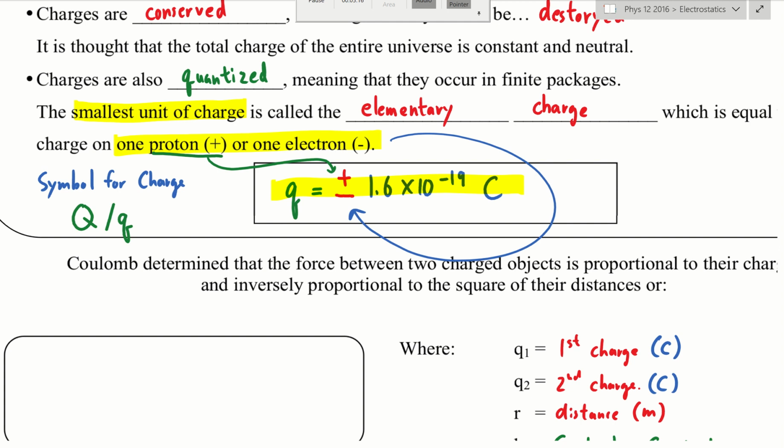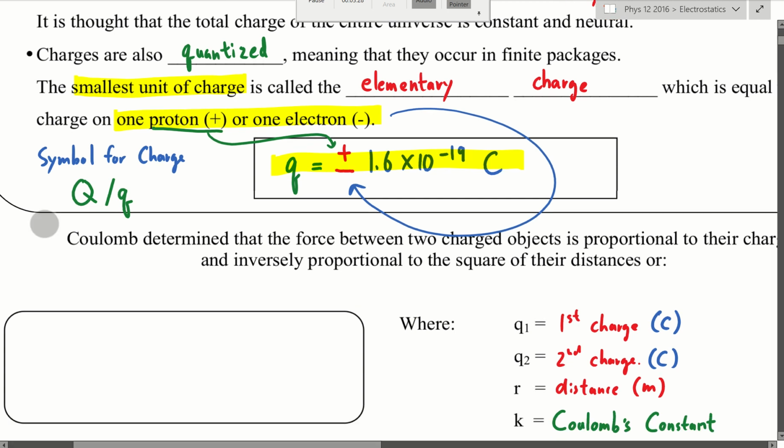Okay, sorry, I made a mistake. I said proton and neutron before. Protons and electrons. Okay, so if you have extra electrons, you have a negative charge overall. If you have extra protons, you have positive charge overall.